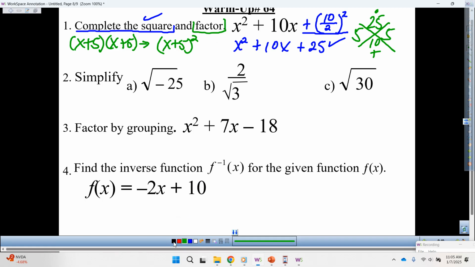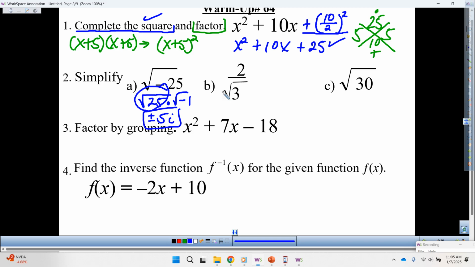Go to number 2. Simplify. For part A, since there's no such thing as a negative square root, I need to rewrite that. So let me go over that one more time. I'm going to rewrite square root of negative 25 as square root of 25 times square root of negative 1. Yeah? So what is square root of 25, everyone? 5, and then square root of negative 1 is i, and I'll put a plus minus right there, and that is 5i.